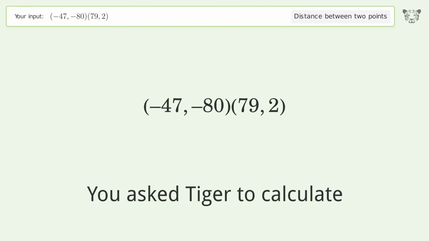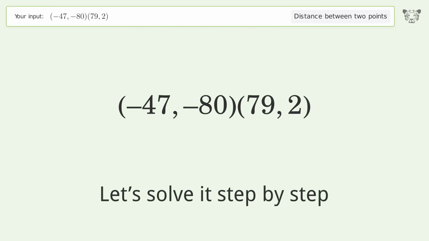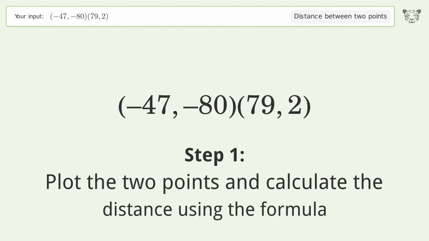You ask Tiger to calculate. This deals with the distance between 2 points. The distance between the 2 points is the square root of 22,600, or 150.333. Let's solve it step by step. Plot the 2 points and calculate the distance using the formula.